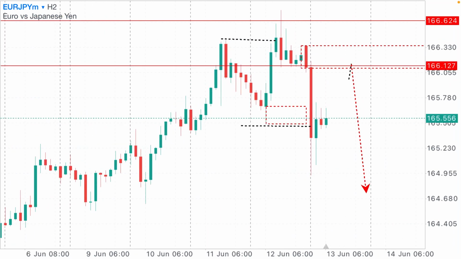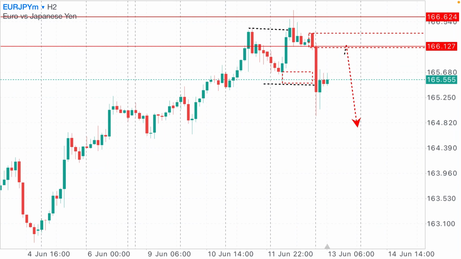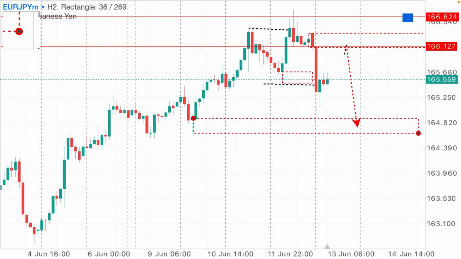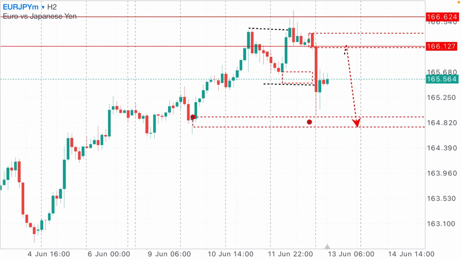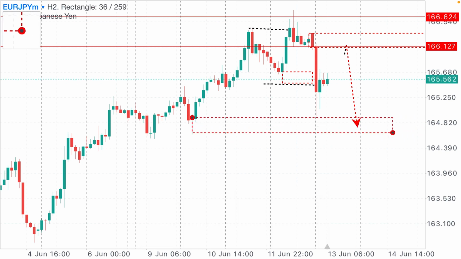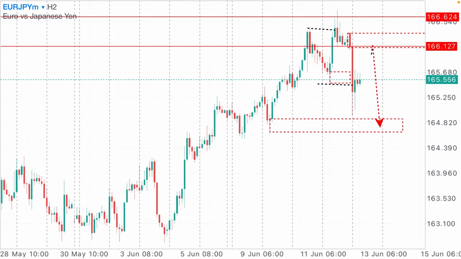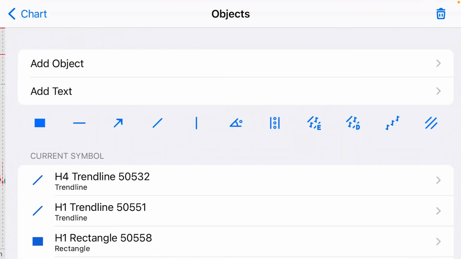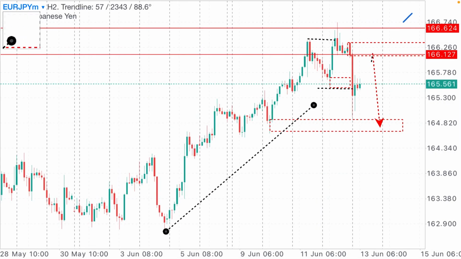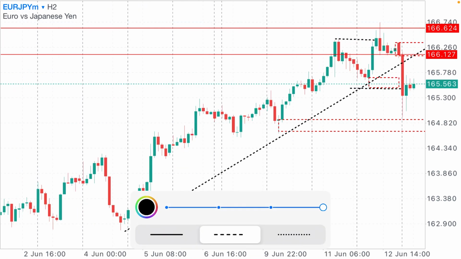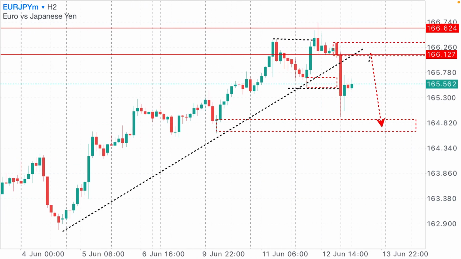So this is the setup that we have today. We're going to be targeting this demand there. So yeah, I hope this video is going to help you understand the way I trade. As you can see, we broke the structure there. We're waiting for a retest, then we sell off.